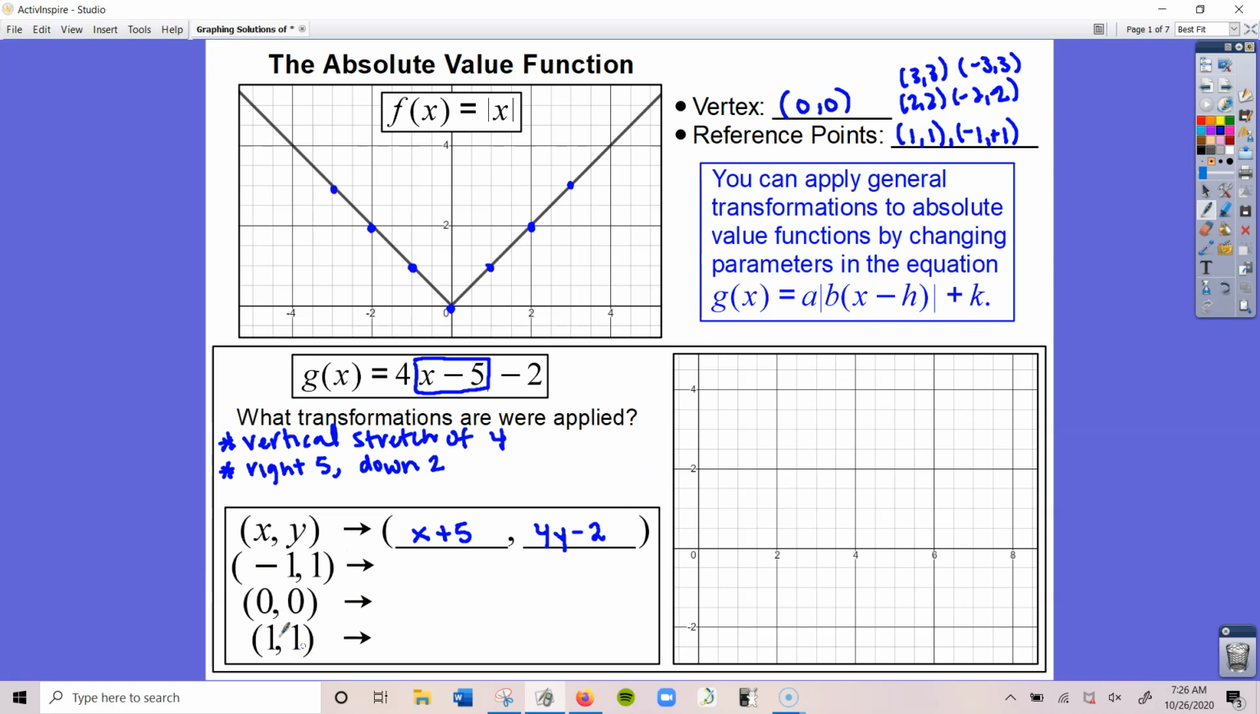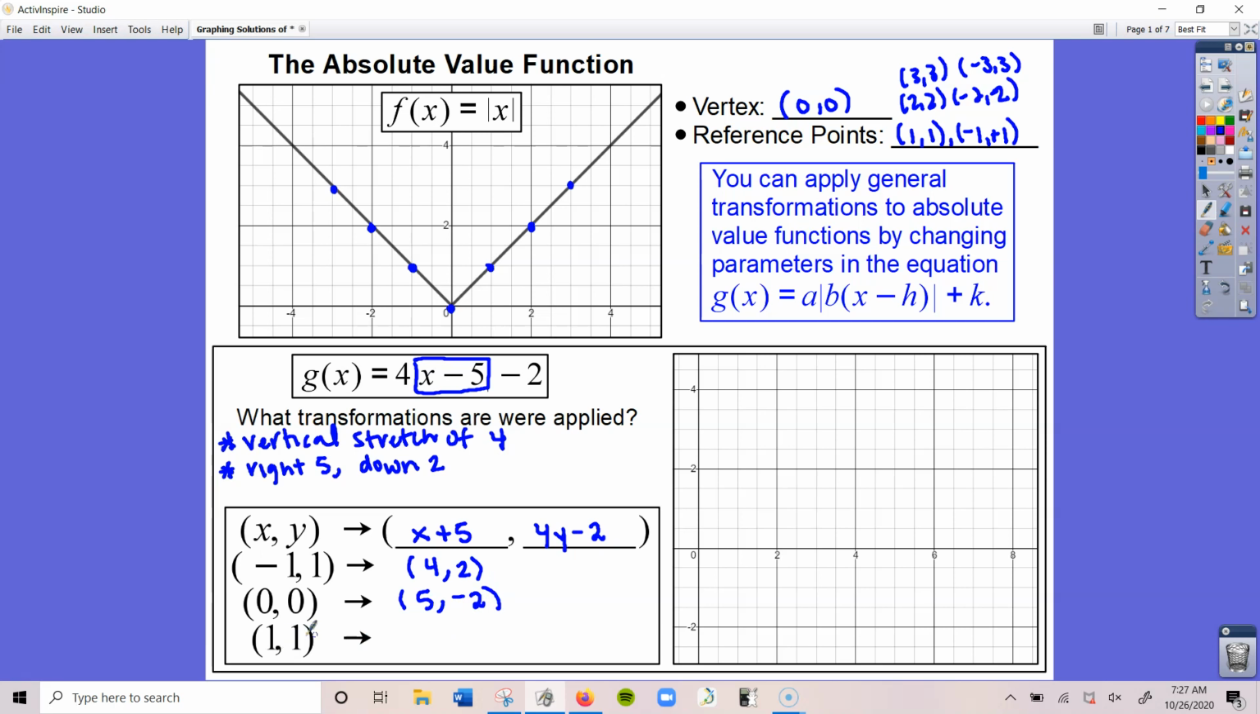Okay, so now we're going to plug in these points into our rule. If I plug in x is negative 1, we get a new x of 4. And if I plug in a 1 for the y, we get 4 times 1, which is 4, minus 2 is 2. When I plug in (0, 0), 0 plus 5 is 5. And 4 times 0 is 0, minus 2.